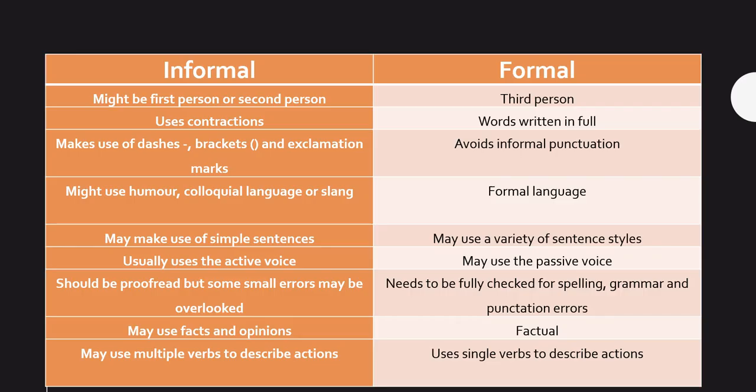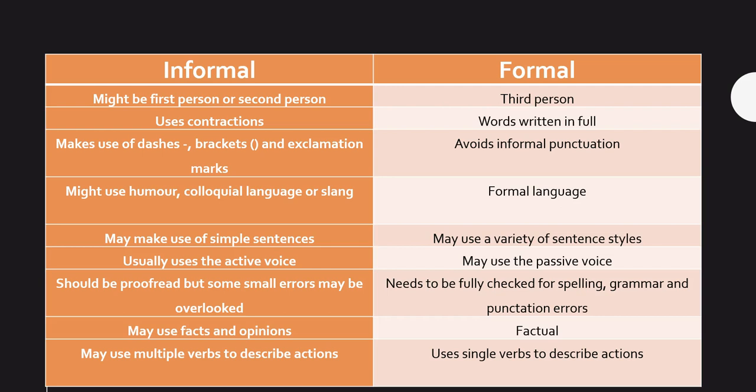So let's look at some of the fine differences between the two. An informal style of writing might use first person or second person, where formal will use third person. And in a little bit, I'll go through what each of these actually means. So don't worry if you're not familiar with some of this terminology. Informal will always make use of contractions, whereas in very formal writing, words are written in full.